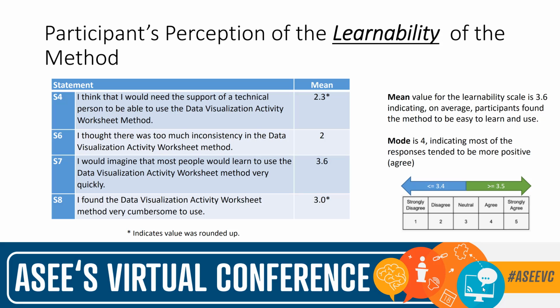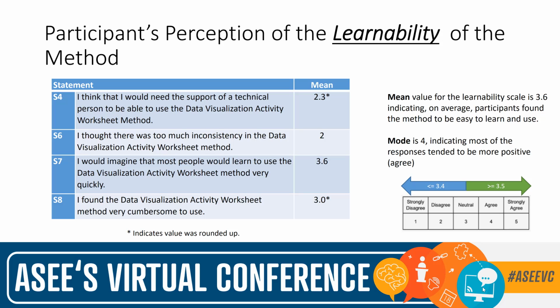Statement 6 has the lowest mean value of 2.0, which corresponds to disagree on the Likert scale. On average, students disagreed with statement 6 and did not think there was too much inconsistency in the activity worksheet method. Statement 4 has a mean value of 2.3, which also corresponds to disagree on the Likert scale. This mean value indicates on average students disagreed with statement 4 and did not think technical support would be needed to use the activity worksheet method.